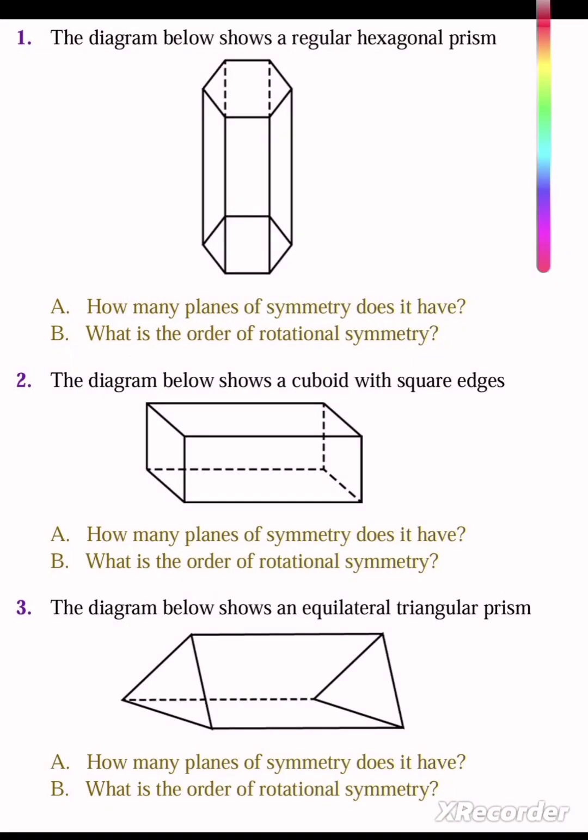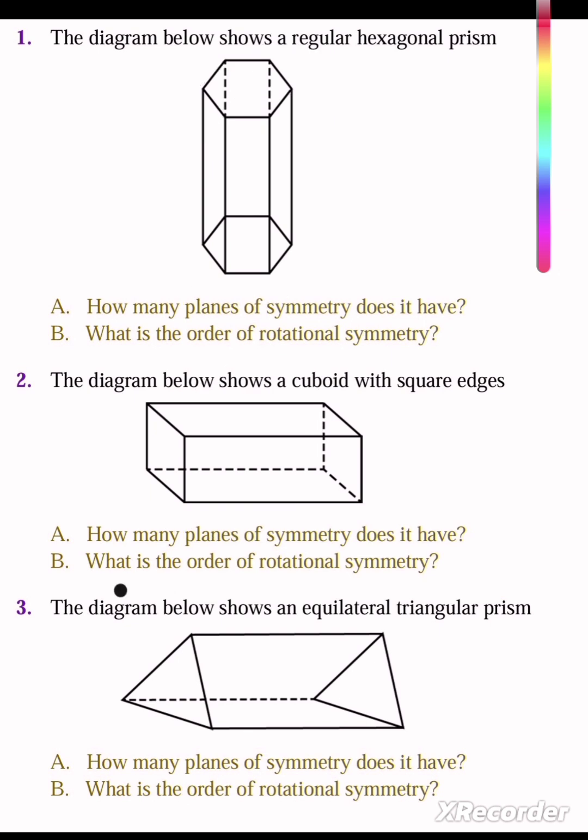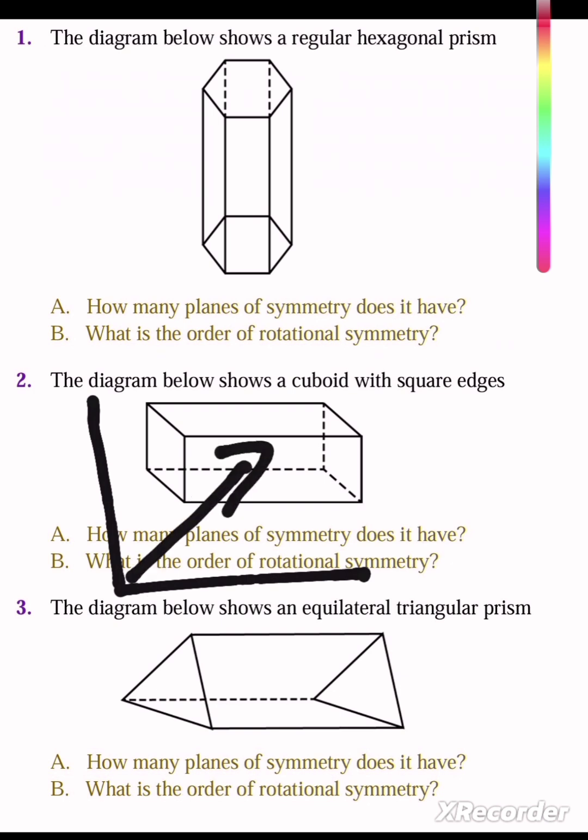Okay, so let's finish up symmetry by taking a look at 3D objects. So what are 3D objects? 3D objects are just objects that have length, height, and breadth or depth. Length is from left to right, height is from bottom to top, and breadth is from where your screen is to the inside.